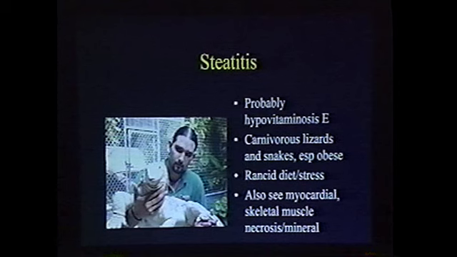Steatitis, probably due to hypovitaminosis E, is common in carnivorous lizards and snakes, especially obese patients. It is believed to be associated with feeding rancid rats and may also be exacerbated by stress. Myocardial and skeletal muscle mineralization and necrosis are occasionally seen as well.